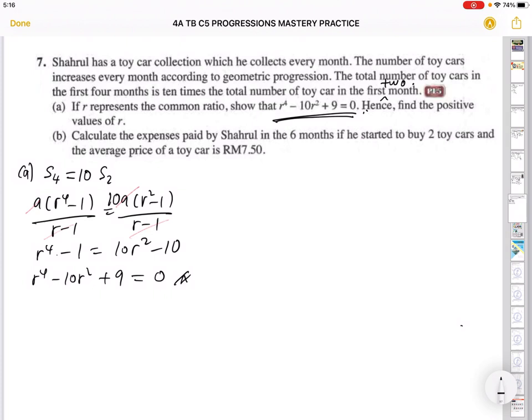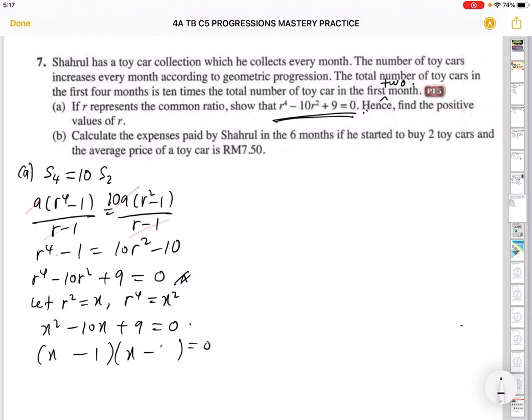So I hope you know that this is actually in the form of a disguised quadratic equation. So if you find it's a bit hard to see, you can let r squared be x. So r power 4 is now x squared. So x squared minus 10x plus 9 is 0. We can factorize them. x is either 1 or 9. But x is your r squared. So r squared is 1, r squared is 9.